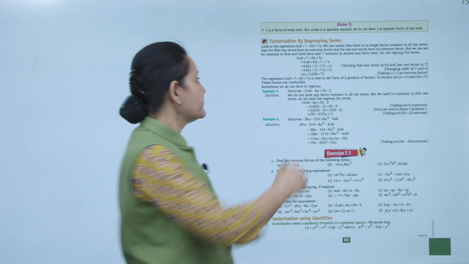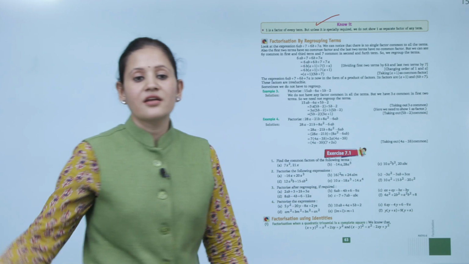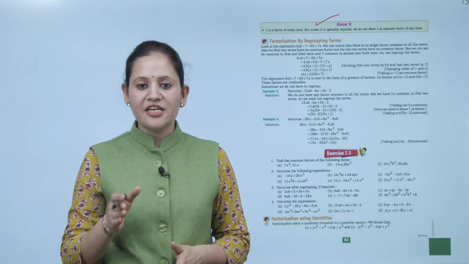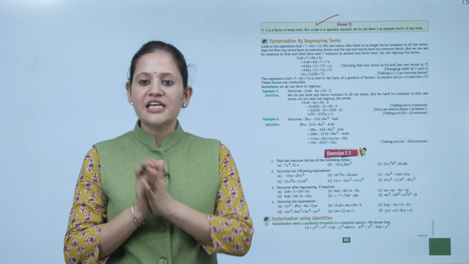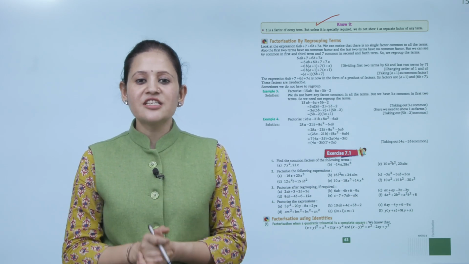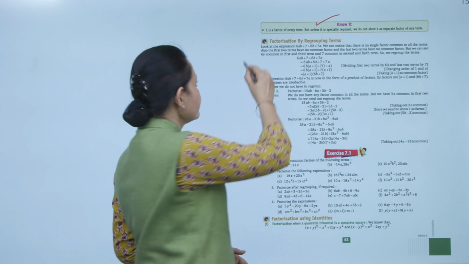Know it. 1 is a factor of every term, but unless it is specially required, we do not show 1 as a separate factor of any term. Clear? Next, factorization by regrouping terms.